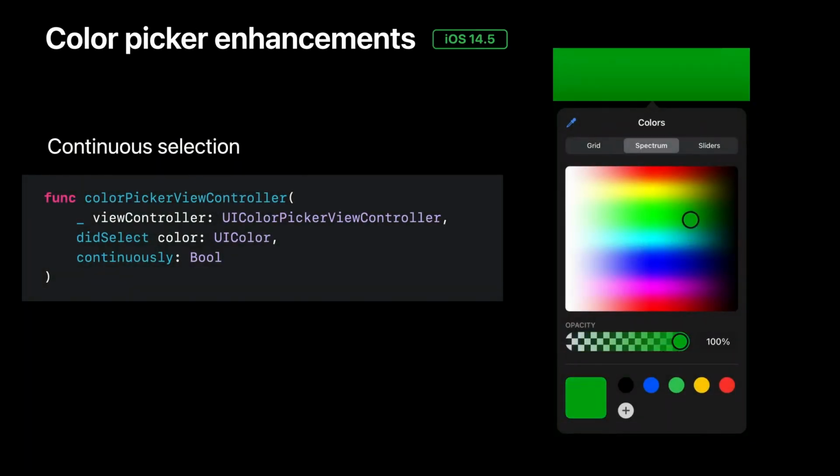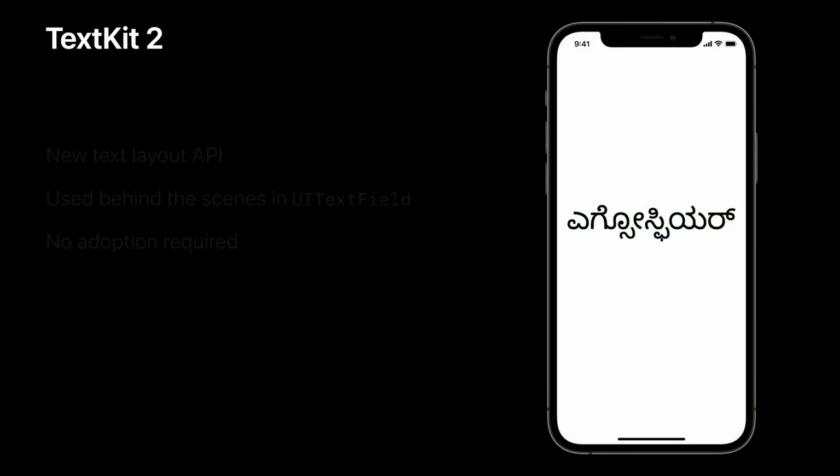Along with UIColor, there are also enhancements to the UIColorPickerViewController, the standard interface for mixing and picking colors. In iOS 14.5, there's a new callback, colorPickerViewControllerDidSelectColor continuously, that allows your app's UI to be updated as the color is mixed and changed, as well as when the picking is complete.